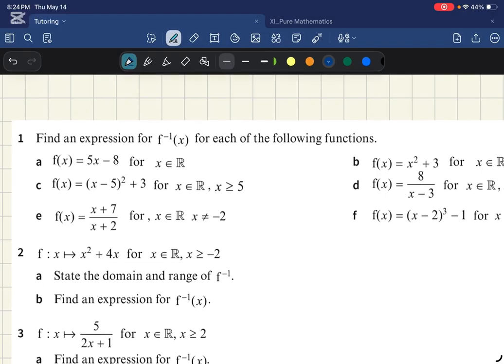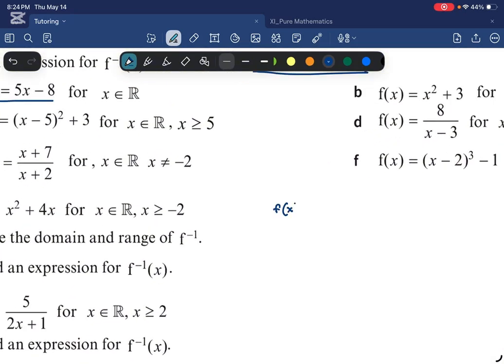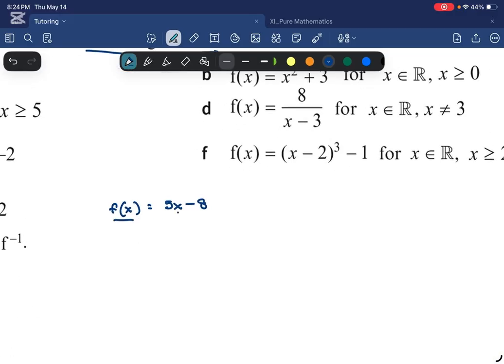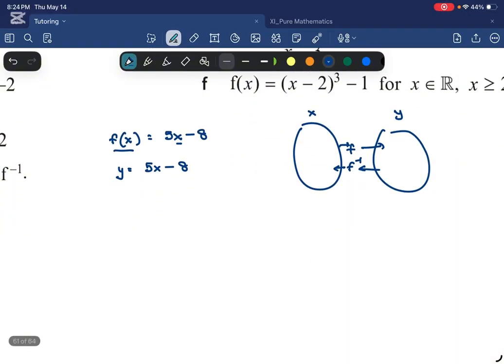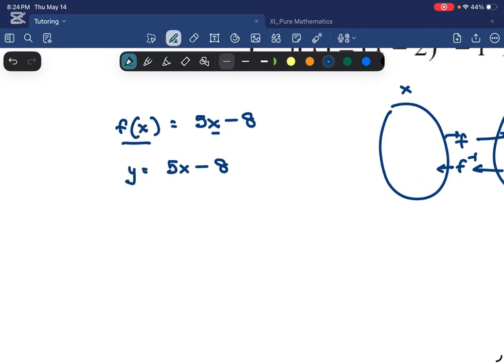So we are given, find the expression for f inverse of x for each of the following functions. We have f of x is equal to 5x minus 8. Now, this is our output. x is our input. Let's say our output is y is equal to 5x minus 8. So let's imagine the map. We have our input x. Our function f takes this input and maps it onto our output set y, right? So our inverse function must take in y as its input and must map it back to x, right? So the idea is we want to make x the subject. We want to make y the independent variable.